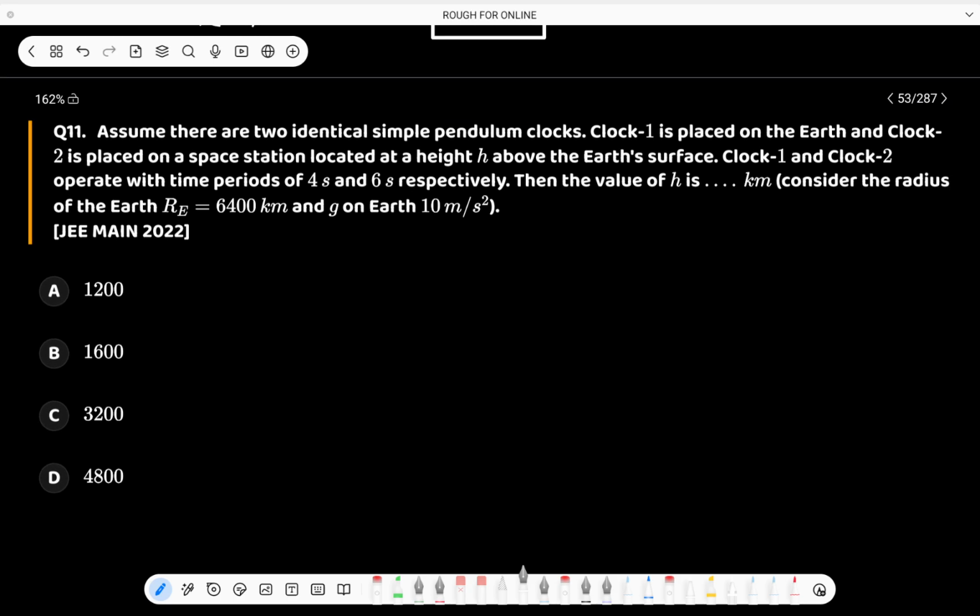That's question number 11. Question number 11 also belongs to the simple pendulum, so it is simple pendulum plus gravitation. Now let's see what the question is.